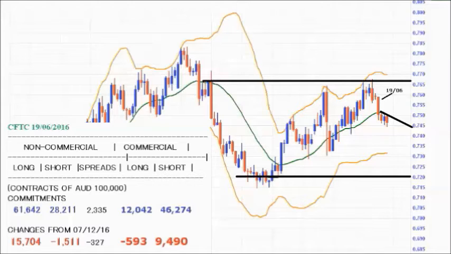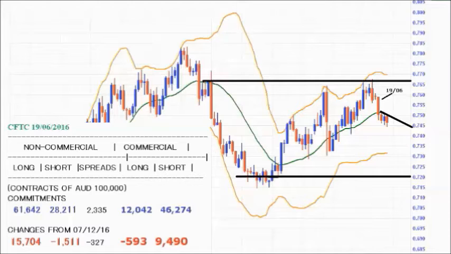Now, what you'll see on the CFTC Net Traders is non-commercials, they're speculators, big hedge funds, etc., are basically long the Aussie by a ratio of 2 to 1. They're also, if you look, adding in a lot of longs. 15,704 longs are going in. And they're taking out shorts. They've taken out 1,511. Now, if you look back to the chart, you'll see 4 candles struggling to take out that level.